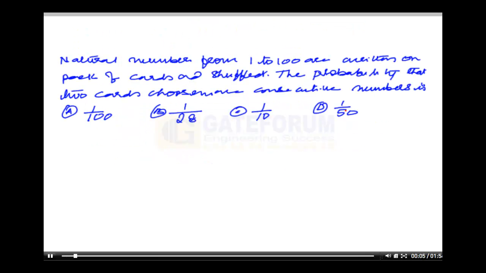We have cards from 1 to 100. So 2 cards are chosen at random. Therefore, the sample space is 100C2. That means 100 into 99 by 2 into 1. Now the question: in how many ways can we choose two numbers which are consecutive?